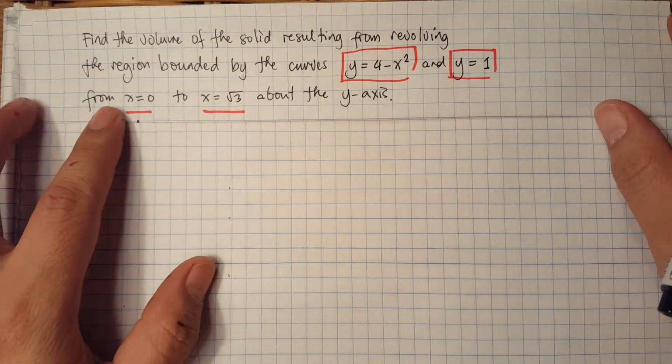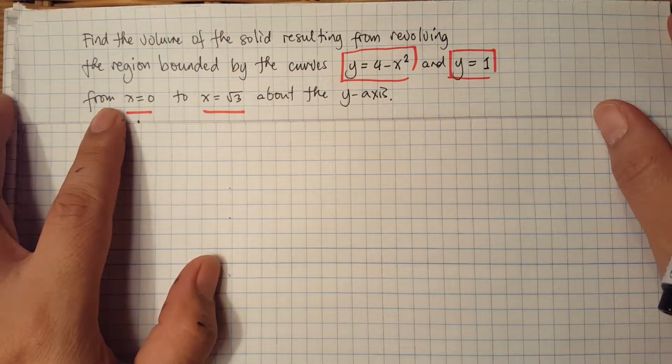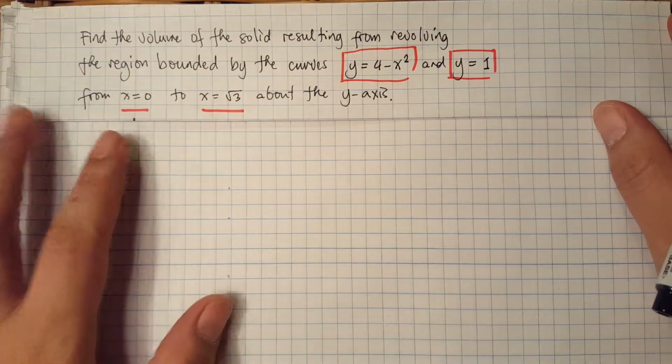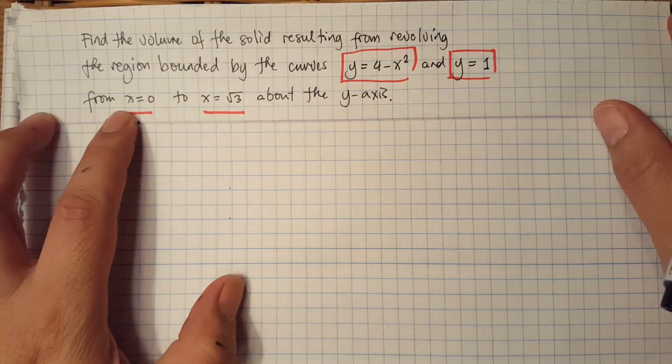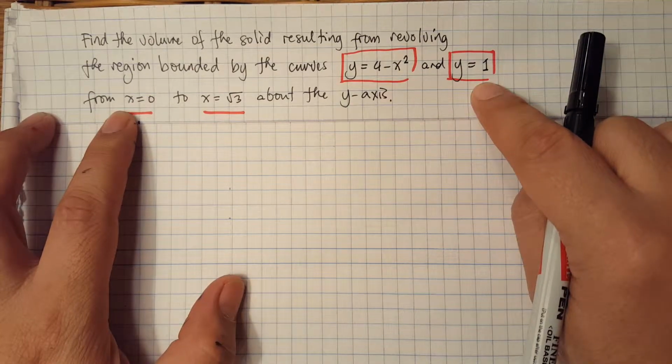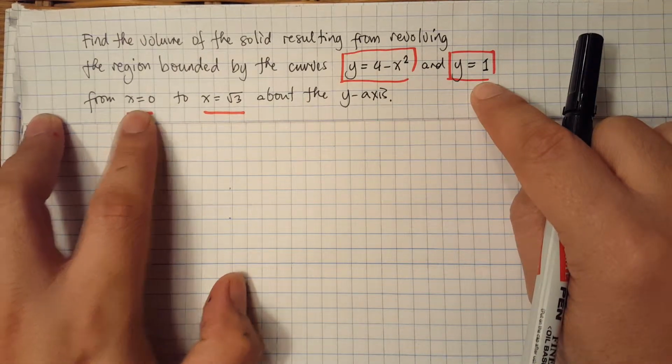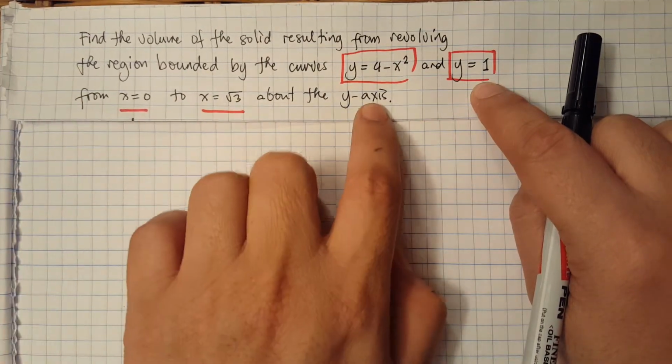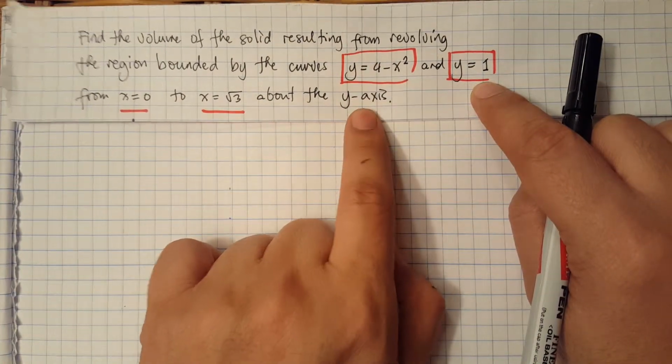Let us work on this example, on this problem here. Find the volume of the solid resulting from revolving the region bounded by the curves y equals 4 minus x squared and y equals 1, from x equals 0 to x equals square root of 3, about the y-axis.